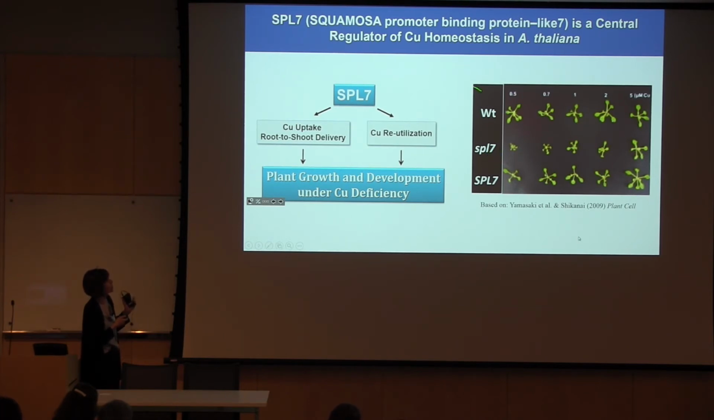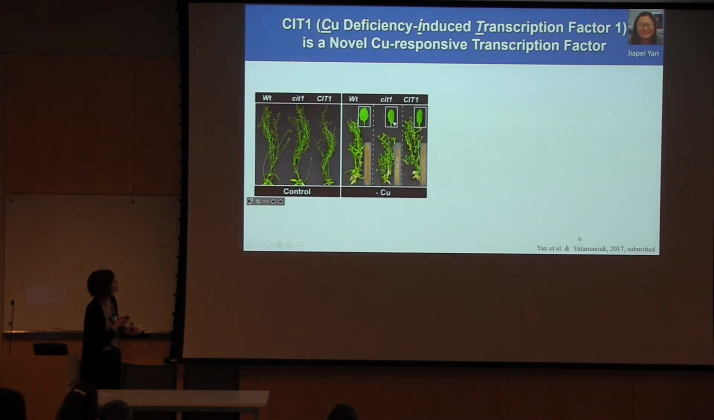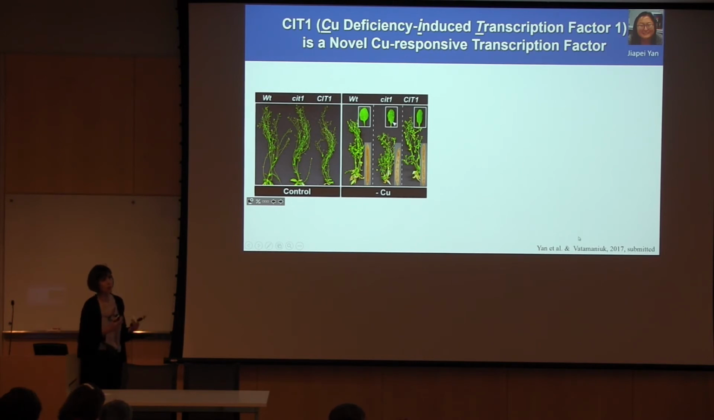The point here is that SPL7 was the only transcription factor known to regulate copper homeostasis in vascular plants. So we were very excited when a PhD student in the lab, J.P. Young, identified a novel copper-responsive transcription factor, which we designated CYT1, copper deficiency-induced transcription factor 1. And of course, the bread and butter work: you have to see whether it's upregulated, whether it's copper regulated, and whether it has something to do with regulating copper homeostasis. We always have to go down to the mutant.